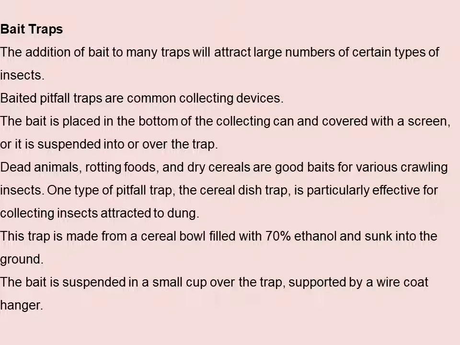One type of pitfall trap, the cereal dish trap, is particularly effective for collecting insects attracted to dung, cow dung. This trap is made from a cereal bowl filled with 70% ethanol and sunk into the ground. The bait is suspended in a small cup over the trap, supported by a wire coat hanger.